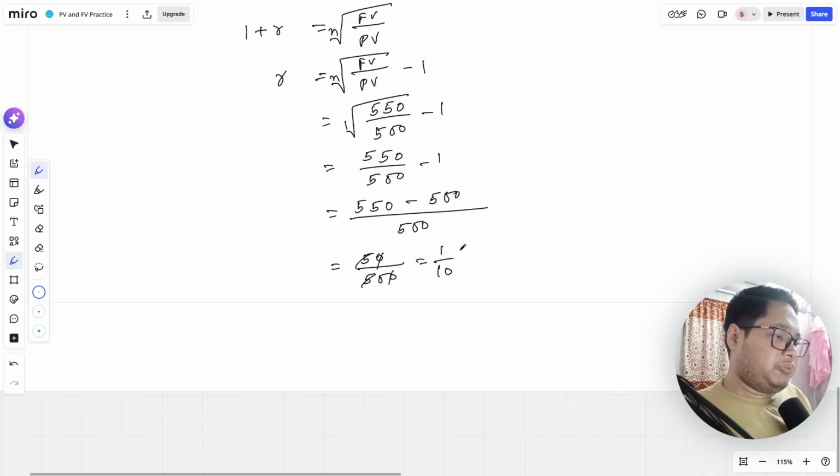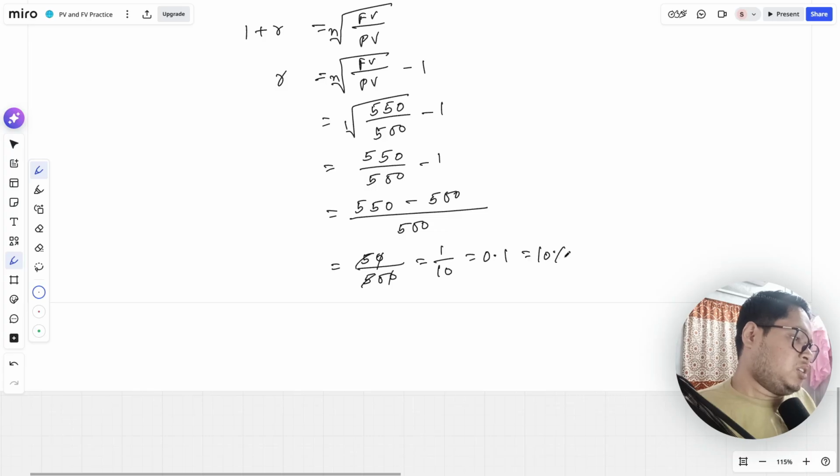If you have watched my previous video, then you must know that 1 by 10 basically means 0.1, which basically means 10%, right? So we can figure out the R value, which is 10%. This is the interest rate we just calculated.